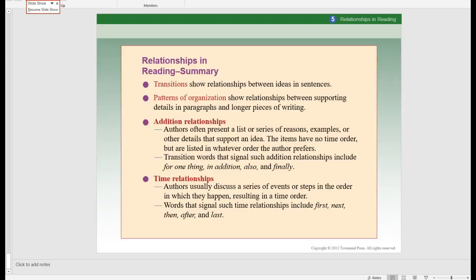Let's look at the takeaways here. Okay, transitions show relationships between ideas. Patterns show relationships between paragraphs or essays. Addition relationships, you're going to list. Remember the keywords for one thing, in addition, also, furthermore, finally. And then time relationships, this pattern is time, obviously, and you're going to start with beginning, middle, end, just to break it down easily. So I hope this helps you.